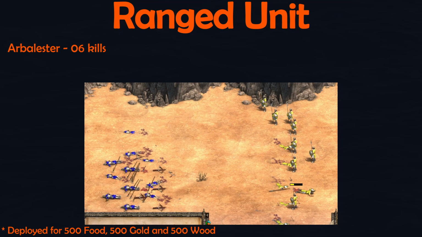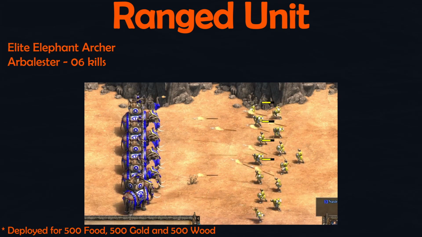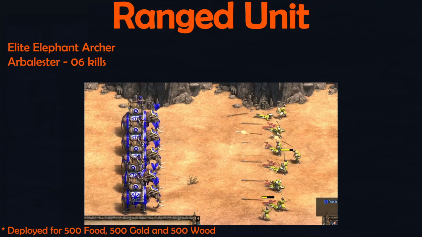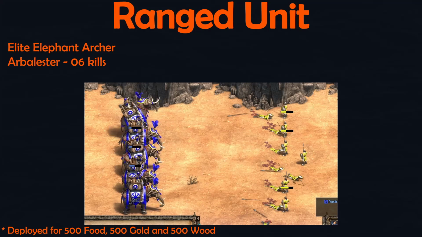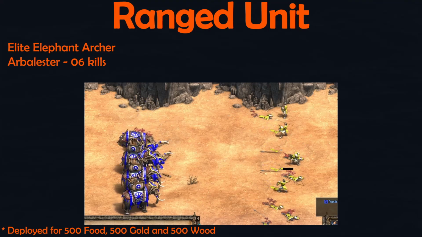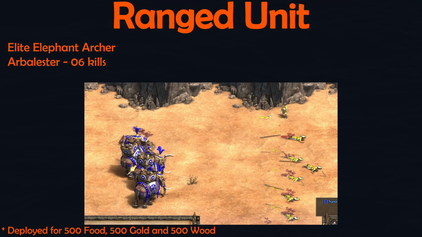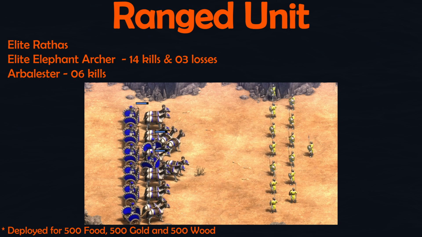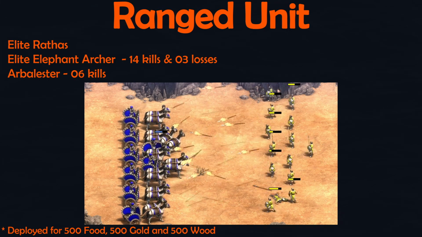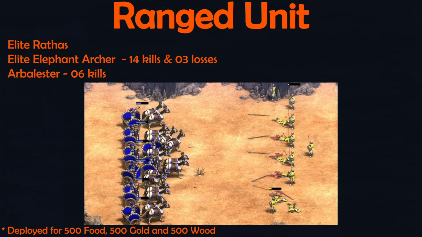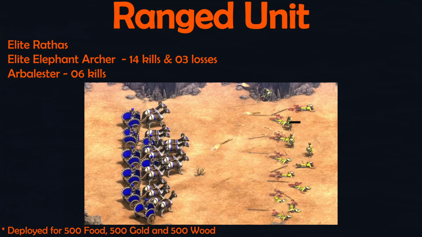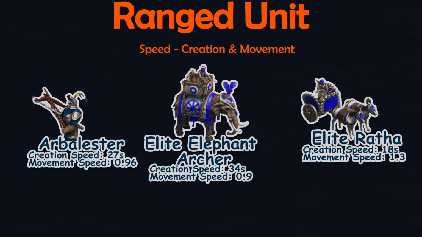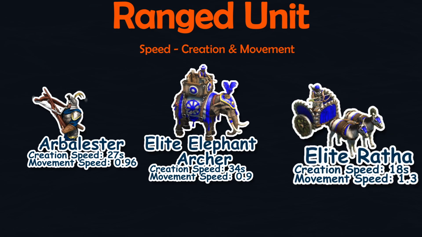The arbalisters do not stand a chance. Whereas the elite elephant archers come out victorious with minimal losses. But the Rathas endure the lowest fatality, and thanks to their higher fire rate and accuracy, they come up at the top. Taking a look into their creation speed and movement speed, the Rathas top the chart again.